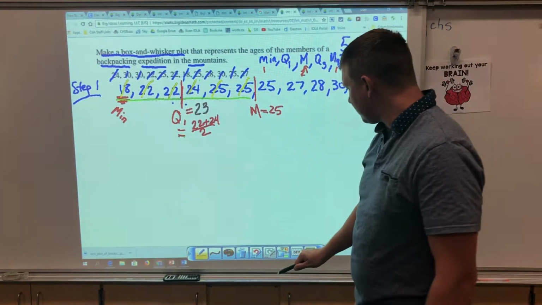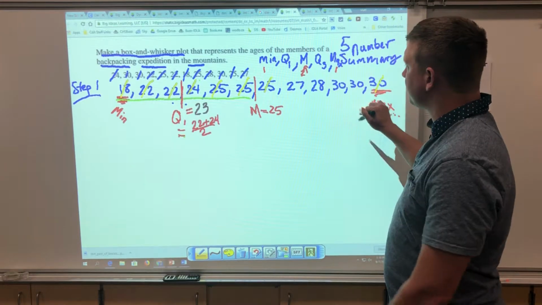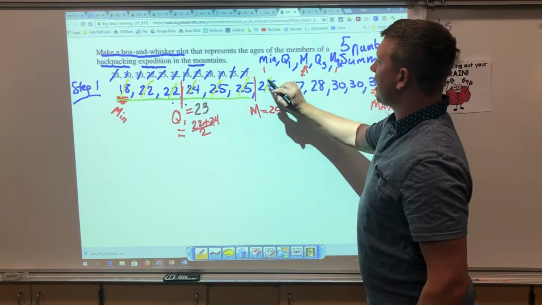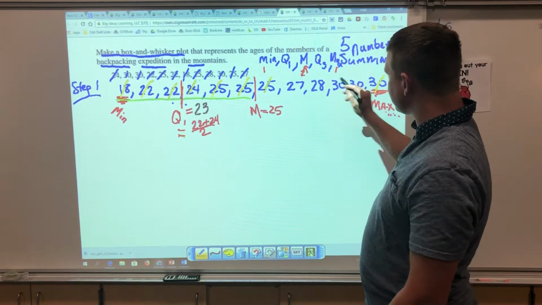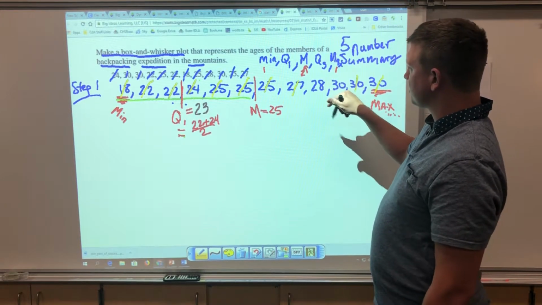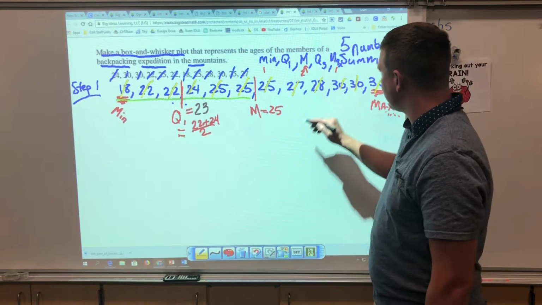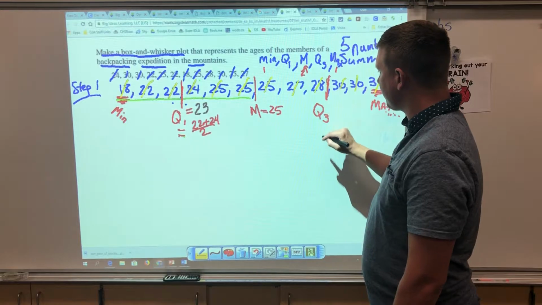Okay, same thing on this side now. We're going to cross out till we get to the middle. And I only want my lower half, or upper half, sorry. I want to find quartile 3. So I cross out, cross out, cross out, cross out. Oh, down to my last two numbers. So I can still cross out, but I need to find halfway between these two numbers right here. And that will be identified as quartile 3.